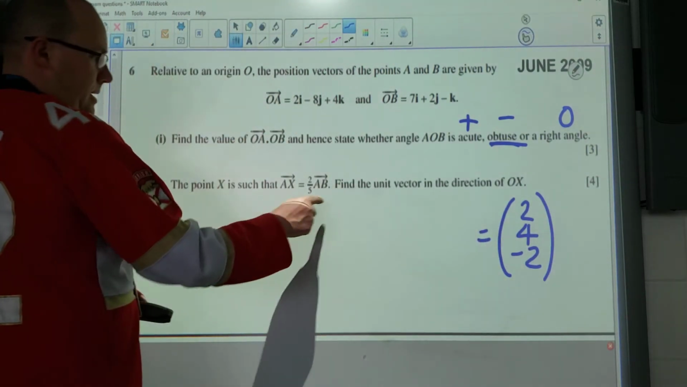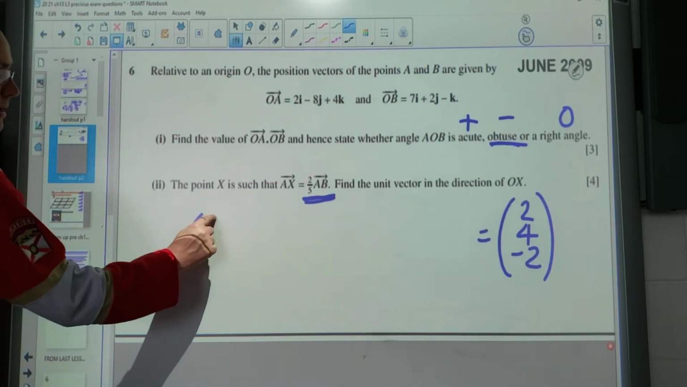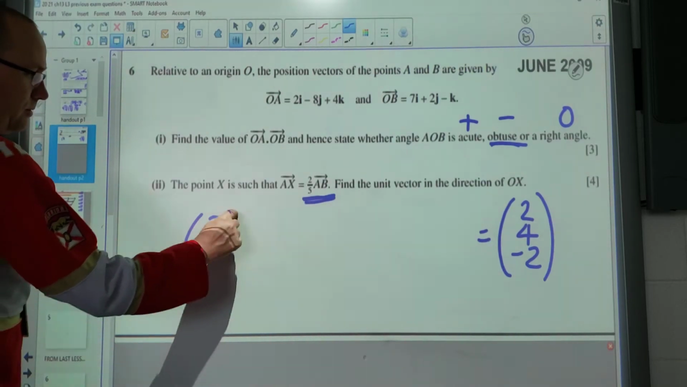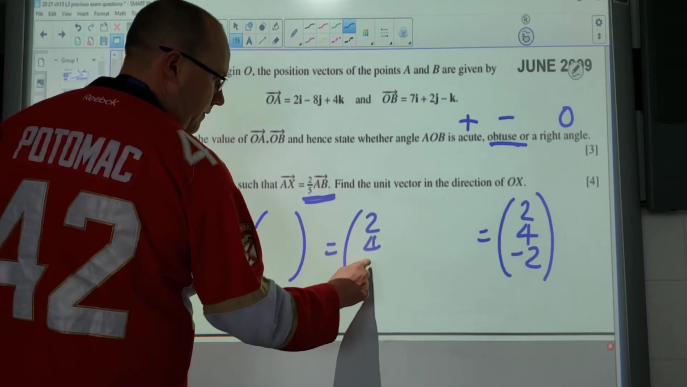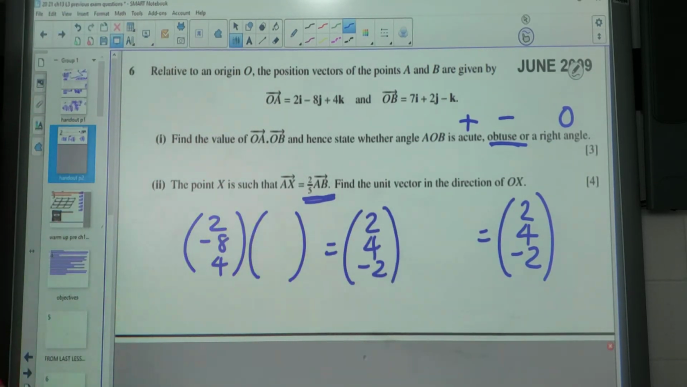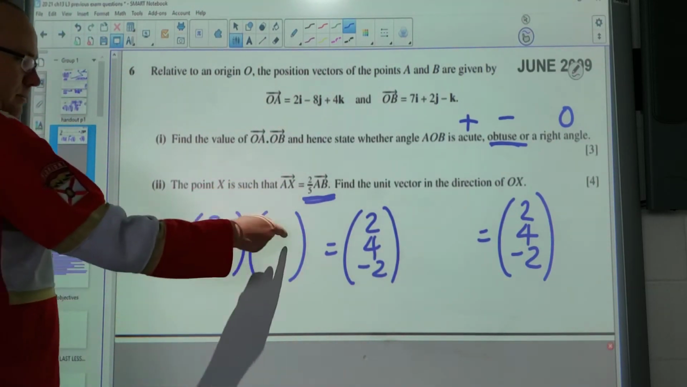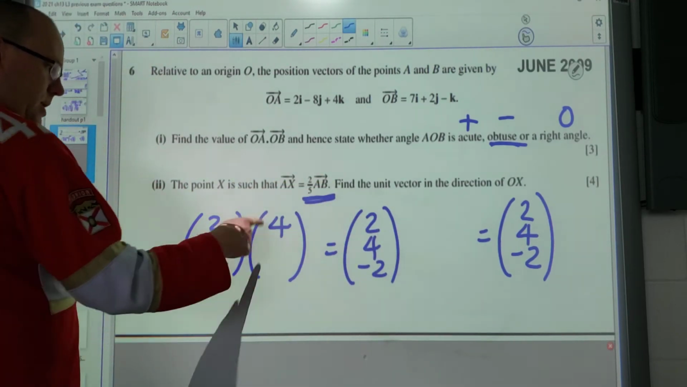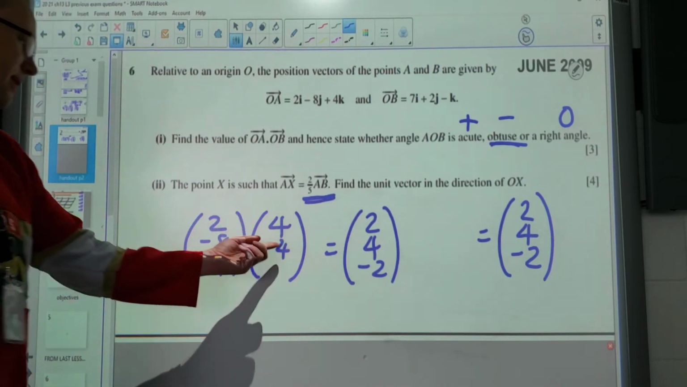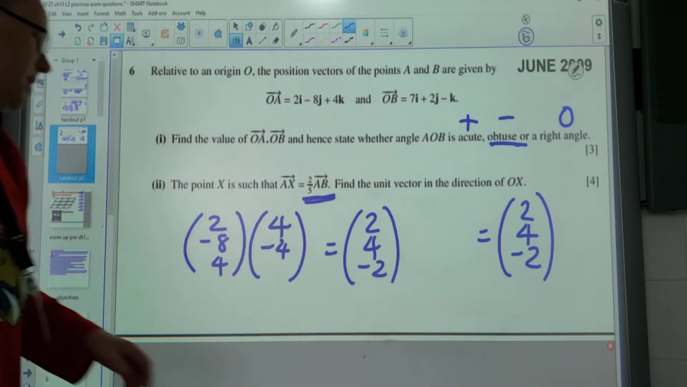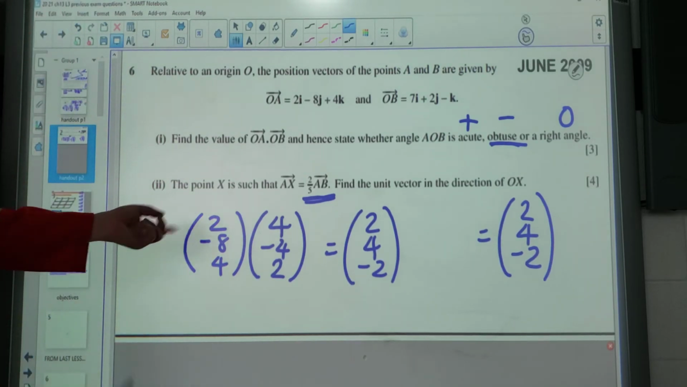So what I've worked out there then is this part here. Now I'm trying to find A to X, so I know what A is. It's this 2, -8, 4. I don't know what X is, but I do know together the answer is going to be 2, 4, and -2. So I'm going to do that same trick that I did before. Something take away 2, because that's how you find A to X, you do this take away this. Something take away 2 is 2, so this will be 4. Something take away -8 is 4. That should be -4. Let me just check. -4 take away -8 would be -4 plus 8. Yep. And something take away 4 is -2, and that should just be 2. 2 take away 4 is -2.